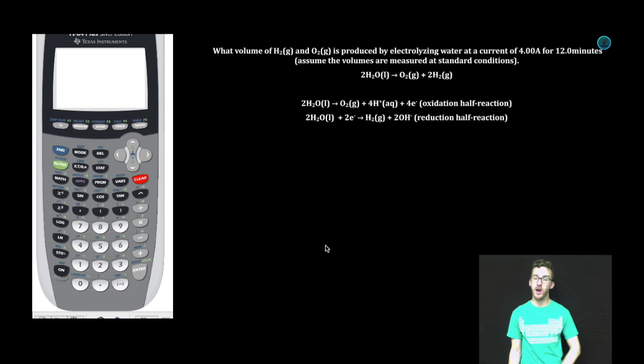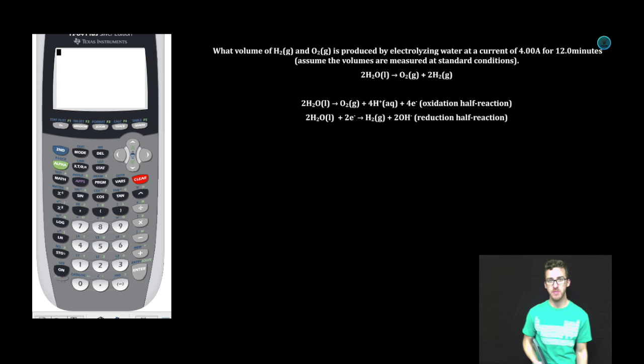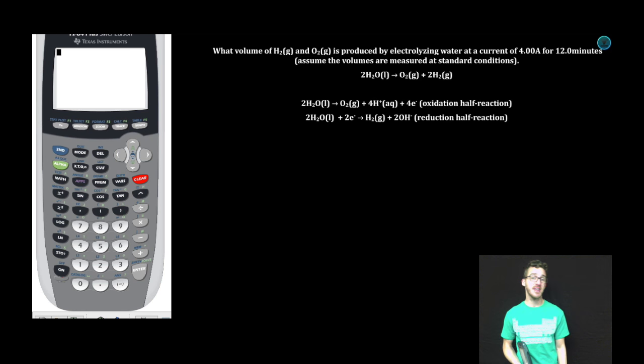Who is ready for another thriller of an electrochem calculation? What volume of hydrogen and oxygen gas is produced by electrolyzing water at a current of 4.00 amps for 12.0 minutes? Assume the volumes are measured at standard conditions.